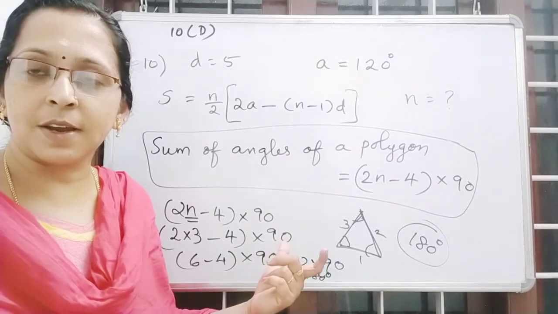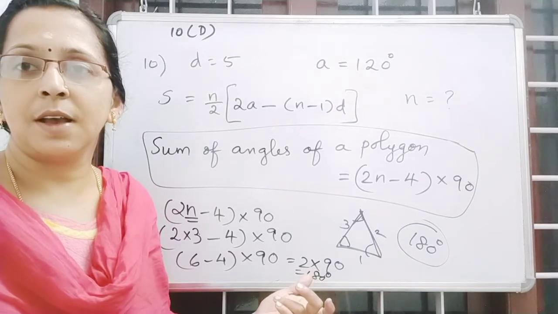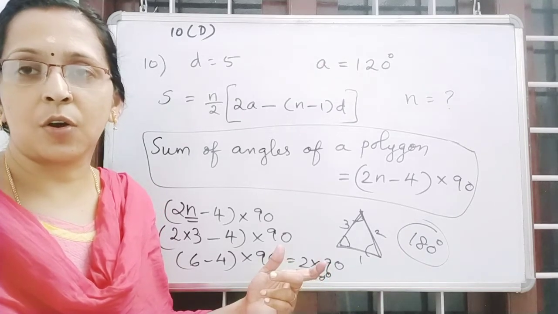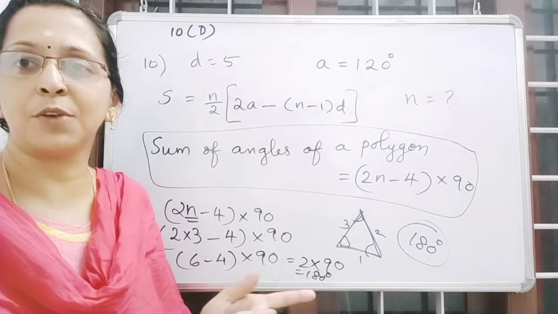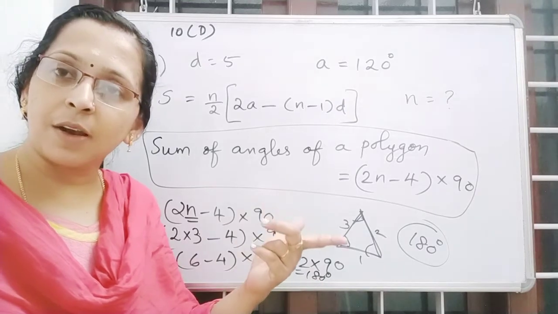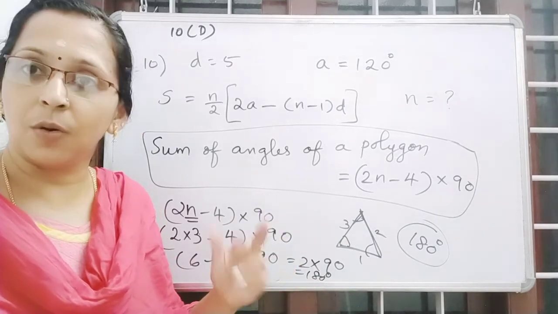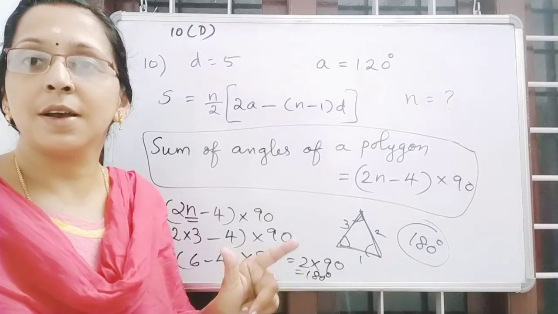Similarly, a 4-sided figure, suppose it is a rectangle. What about the sum of angles of a rectangle? Rectangle means, already we discussed that. If you don't know, please cut that, that means diagonal to diagonal. So it will become 2 triangles. One triangle 180, another triangle 180, 180 plus 180 is 360, or directly we know the sum of angles of a rectangle will be 360 degrees.